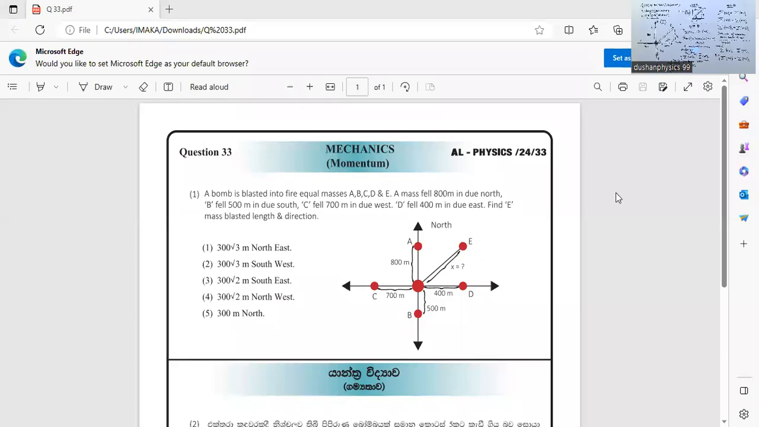Question 33. It's a momentum question. As you can see in the figure, a bomb is blasted into 5 equal pieces. A is 800 meters away, B is 500 meters, C is 700 meters in this direction. They're asking about the last particle, E: what is its distance from the origin, and the direction also? It's a pretty easy question.